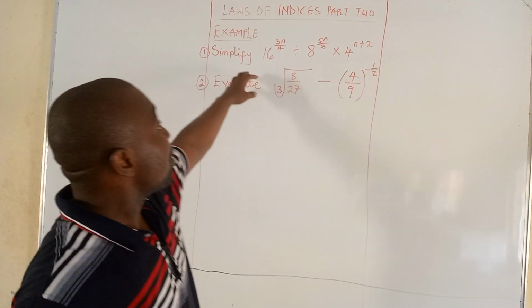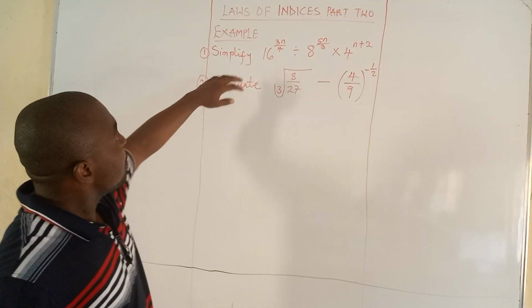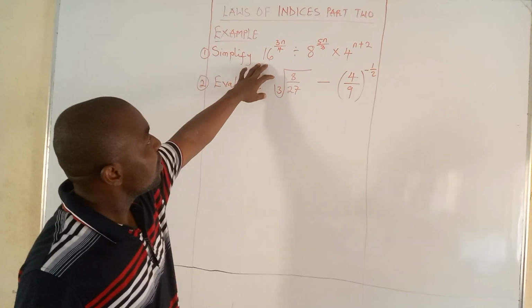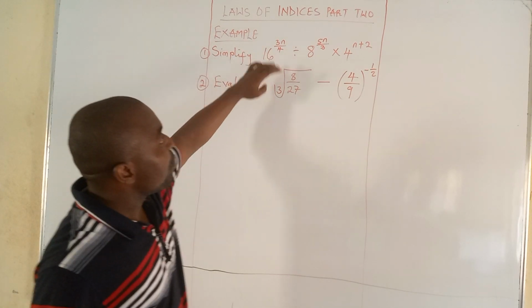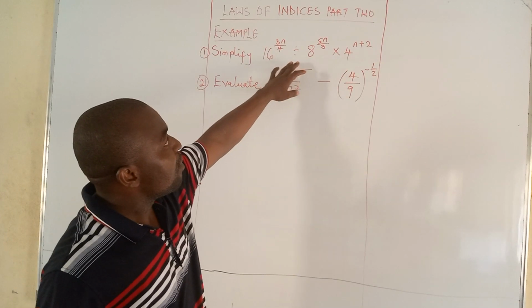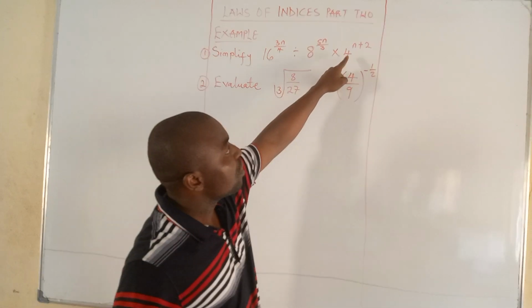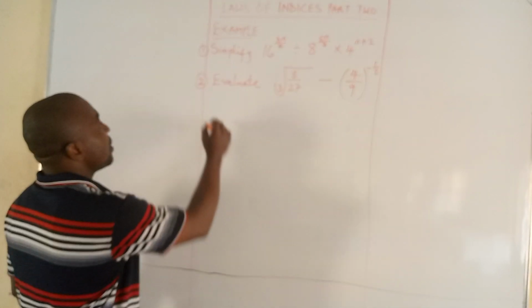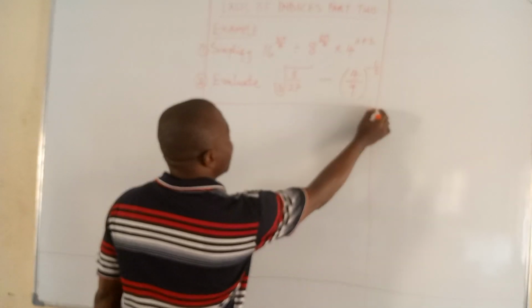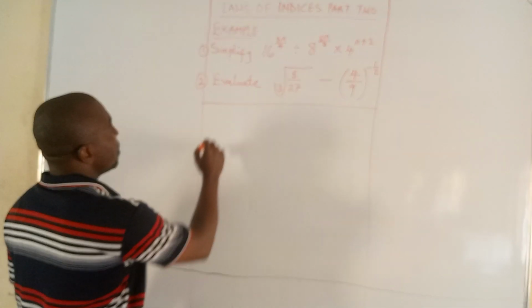All right, let's look at the question on the board. Simplify 16 raised to the power of 3n over 4 divided by 8 raised to the power of 5n over 3 times 4 raised to the power of n plus 2.